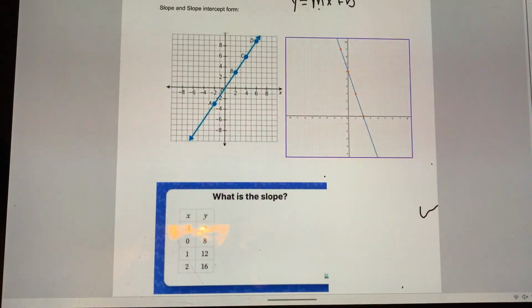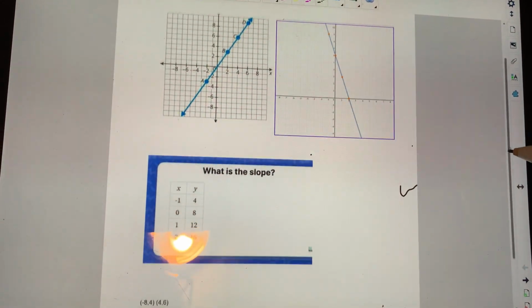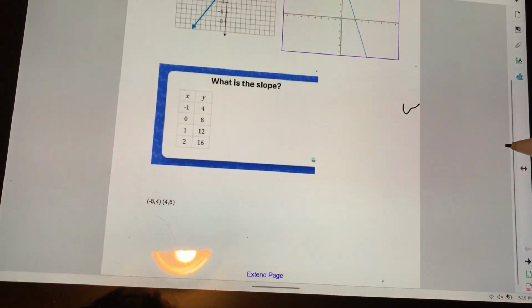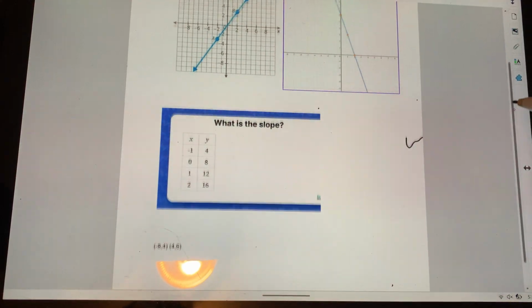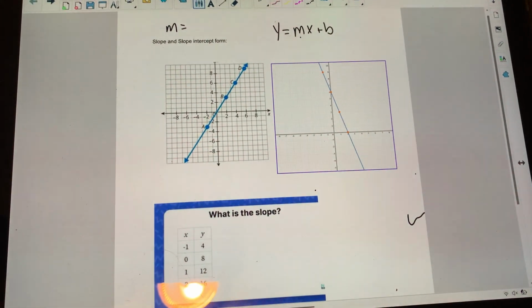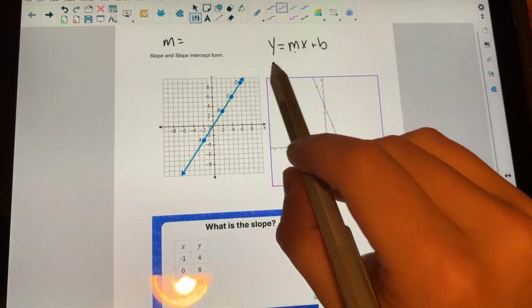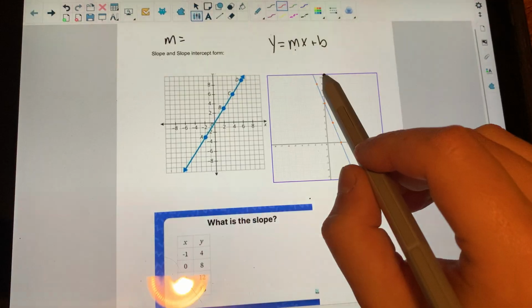Okay, so in this video, we are gonna learn how to find slope on a graph, on a table, and then also using ordered pairs. So we already learned a little bit on a graph, but we're also gonna be learning how to put this stuff into an equation, which is up here. Our equation we're putting everything into is y equals mx plus b.